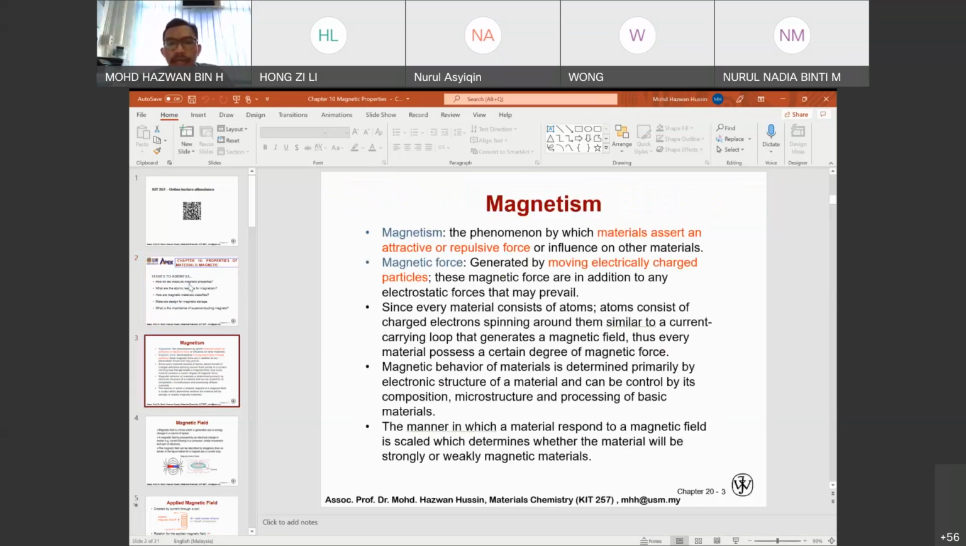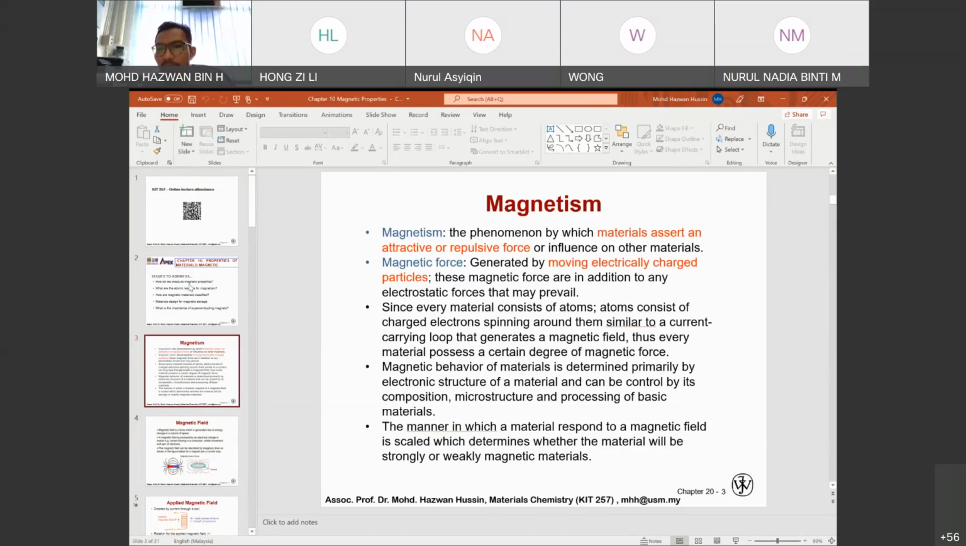So first of all, we need to understand the definition of magnetism. Sifat kemagnetan. Magnetism is the phenomenon by which a material exerts an attractive or repulsive force or influence on other materials. You know that for magnets, you learned it in physics as well, Form 4 or Form 5. A magnet can have different forces: it can be attractive, it can be repulsive as well. If different poles, north and south, face each other, this gives attraction. But if the same poles face each other, then what happens is the repulsive force.